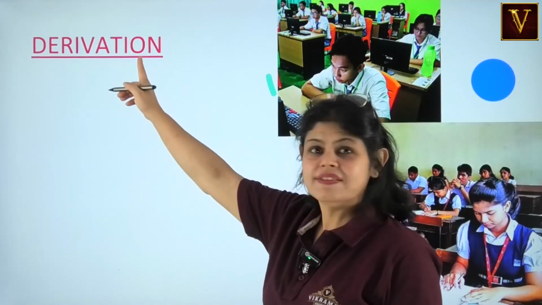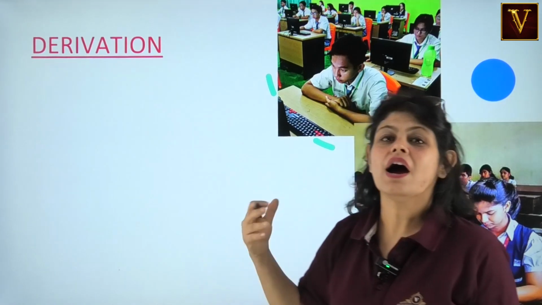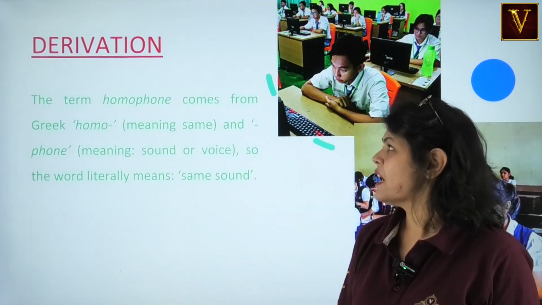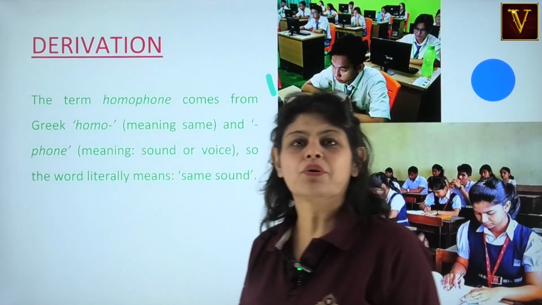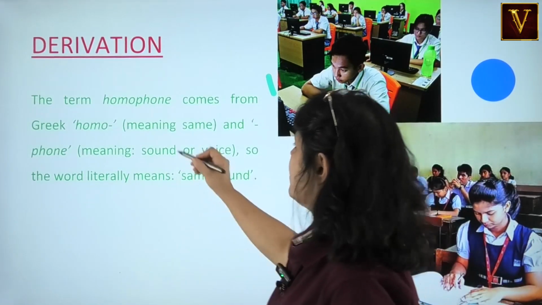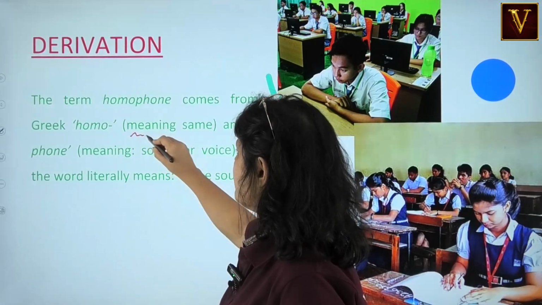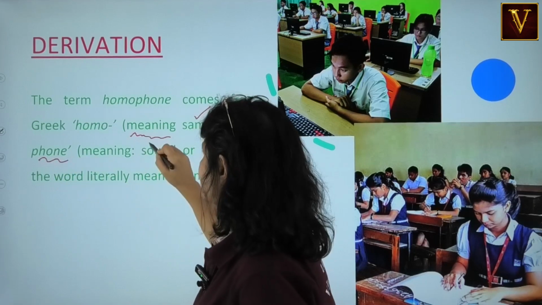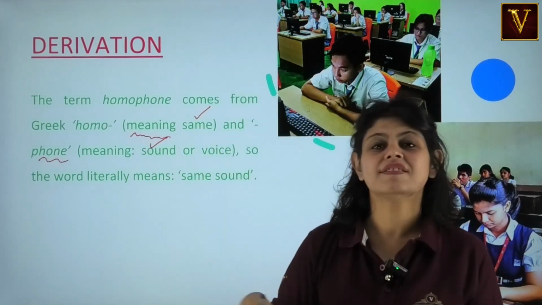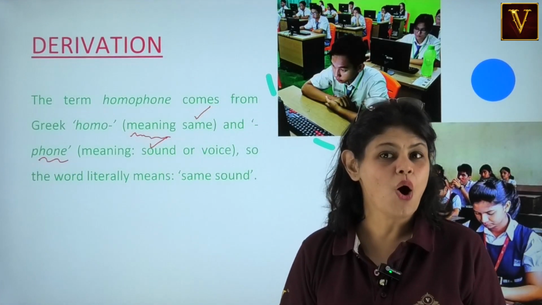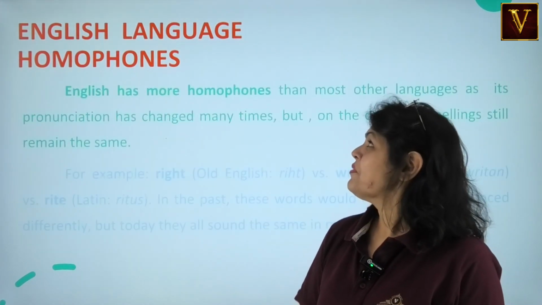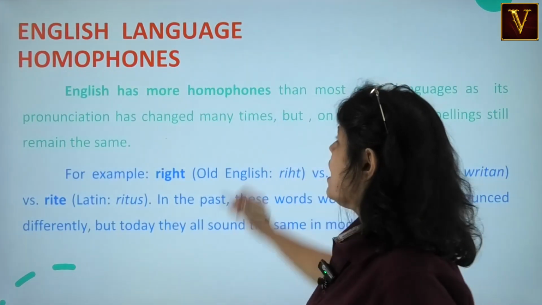Next, now it's derivation. How are homophones derived and where do they come from? They come from the Greek language, right? Now in Greek, homo means same and phone means sound. So the words having the same sound are called homophones. Hope you have understood, isn't it? Very good. Now, English language homophones.